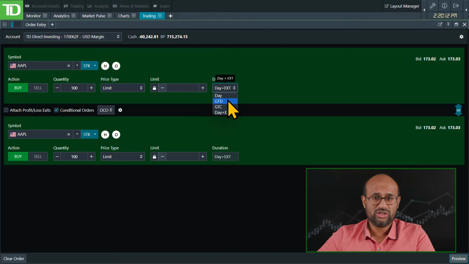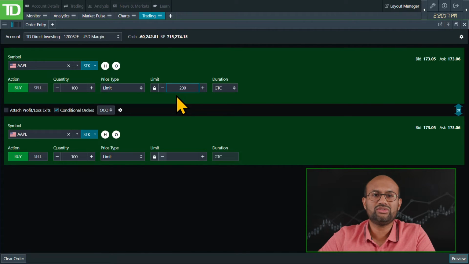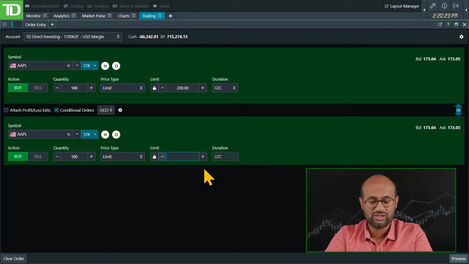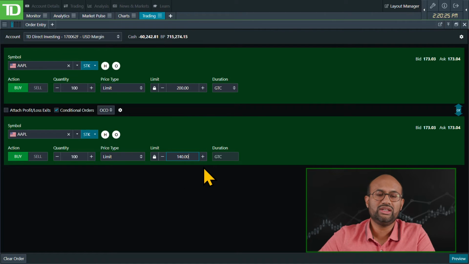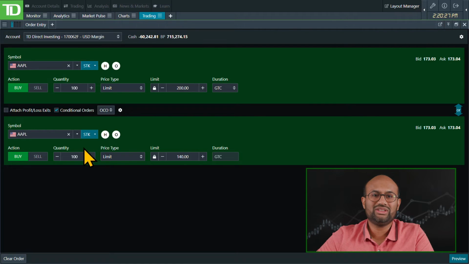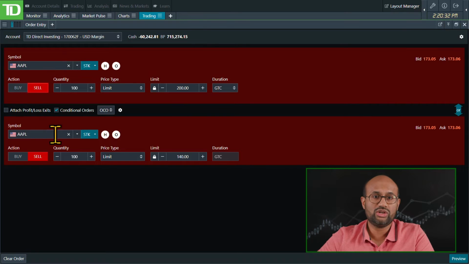So let's switch this back to just a good till canceled order, and we'll say, look, if this can get back up to that 200 level, let's take some profits there. And on the downside, if it falls beyond what we expect, let's just say if it goes down to 140, we will sell this. Make sure you set this up as sells or buys respectively, whichever one you need to do. You can do that as well. It doesn't have to be one way or the other. OCO doesn't mean you just have to do a sell.